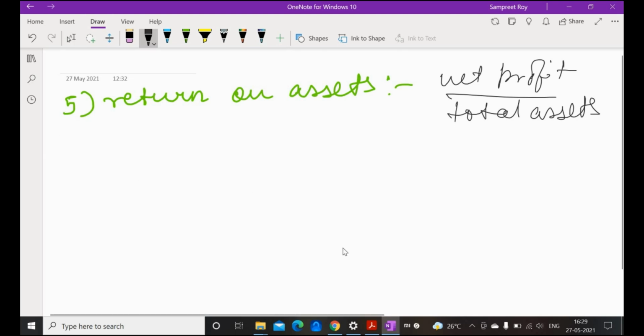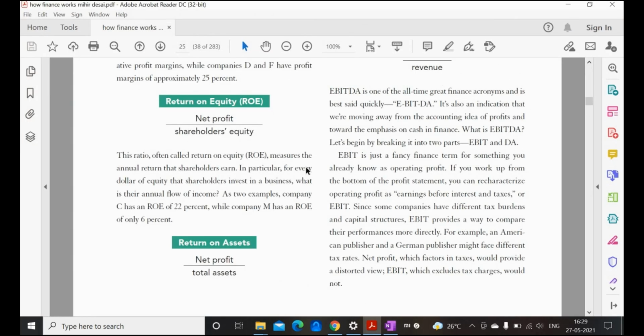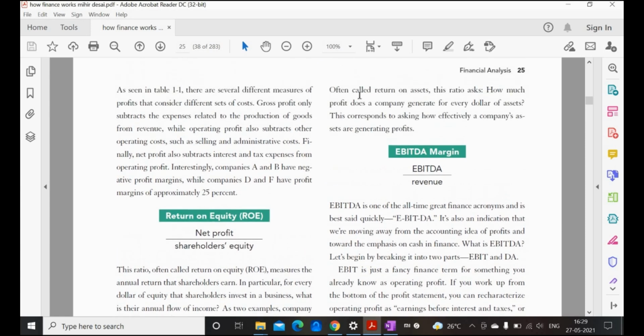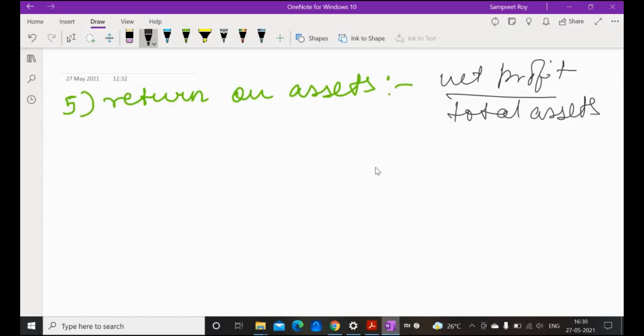Now, what does this mean? Let's see. Often called return on assets, this ratio asks how much profit does a company generate for every dollar of assets. This corresponds to asking how effectively a company's assets are generating profit, right? So I hope you understood. This ratio tells us for every unit of asset owned.